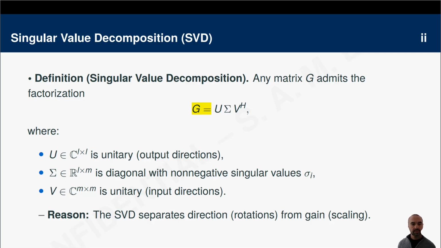All right, let's talk about singular value decomposition. Definition of singular value decomposition: a matrix G admits the factorization G equals U sigma V superscript H, where U is a complex L by L unitary matrix of output directions, sigma is diagonal with non-negative singular values, and V is unitary input directions. Singular value decomposition separates directions, rotations, from gain scaling.